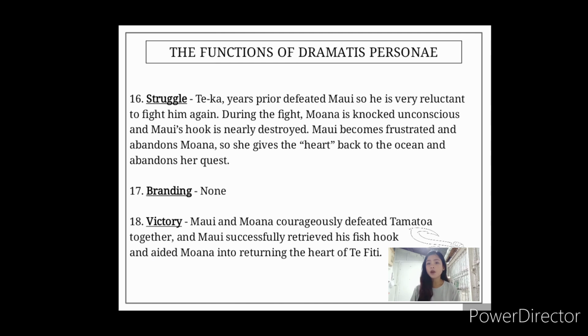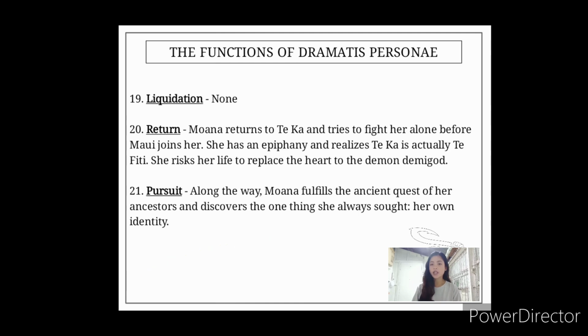None, because the hero has no sign or any tattoo that she's the chosen one to retrieve the heart of Te Fiti. Number 18 is victory. Maui and Moana courageously defeated Tamatoa together, and Maui successfully retrieved his fishhook and aided Moana in returning the heart of Te Fiti. Number 19 is liberation. None. Next is number 20, return.